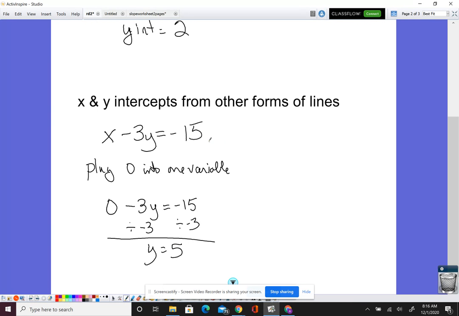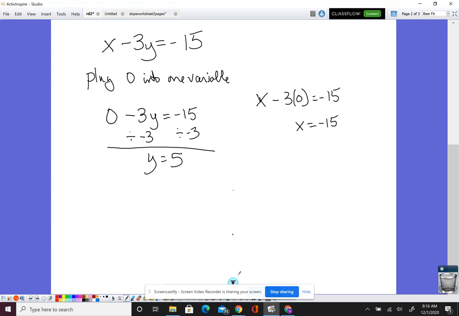And we're going to go back up this time and plug in for y. So x minus 3 times 0 equals -15. -3 times 0, that just goes away. And we're left with x equals -15. So by knowing that x and y intercept, we can graph the equation. A y-intercept of 5 means I'm going up 5 units on the y-axis. An x-intercept of -15 means I'm going back 15 units.